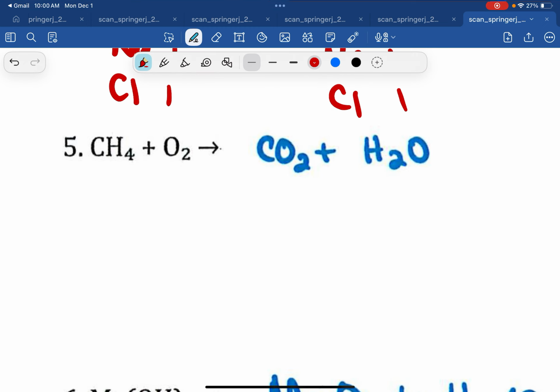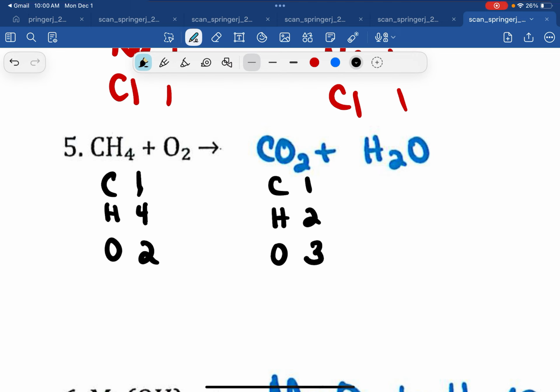Okay, this is our combustion reaction. I've got carbon, hydrogen, oxygen, and carbon, hydrogen, oxygen. I got 1, 4, 2 on the left. I got 1, 2, 3 on the right. Right? There's 2 here and 1 here. There's 3. We have to add those together. All right. So, looks like my hydrogen is messed up.